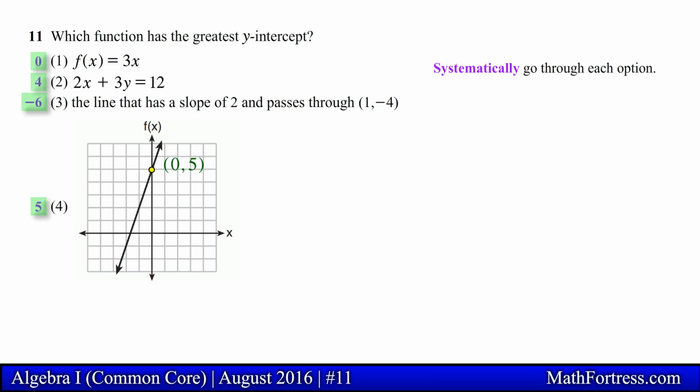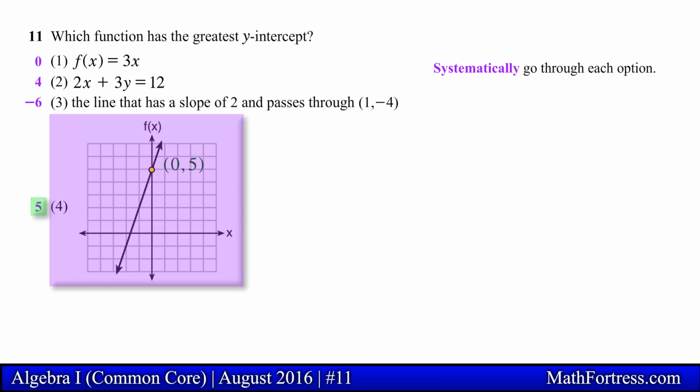Comparing the y-intercept of all 4 options, we see that the greatest y-intercept is 5, so option 4 is the answer.